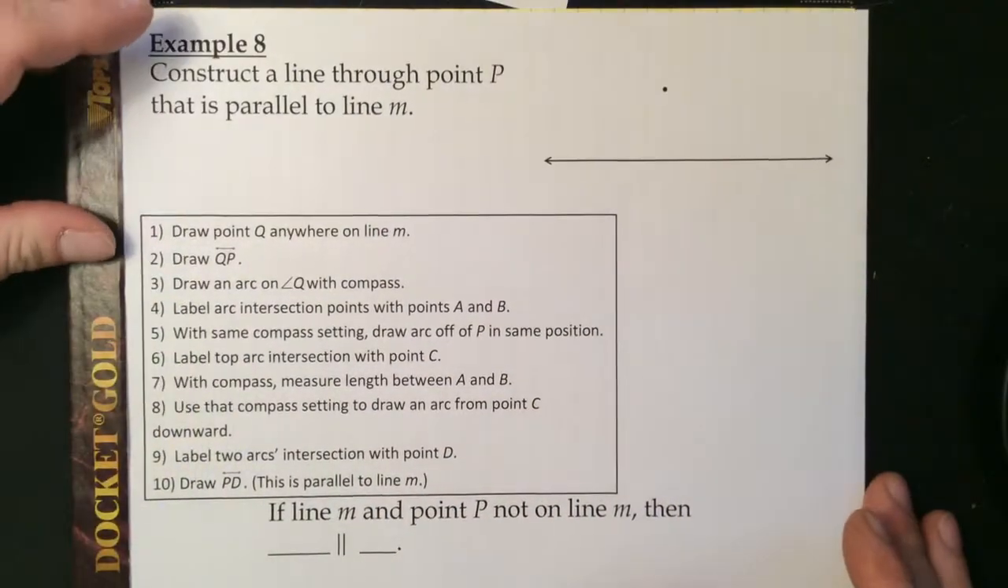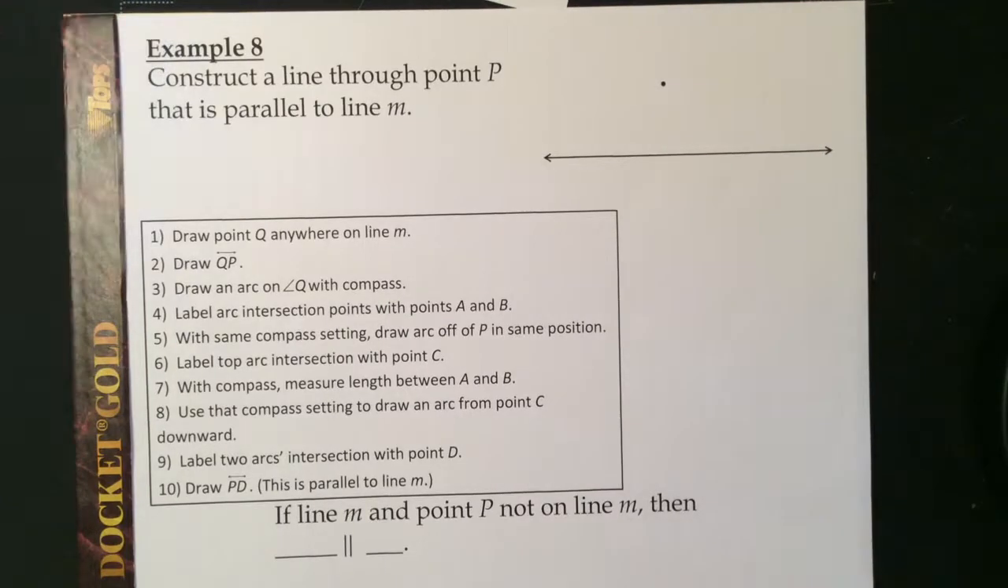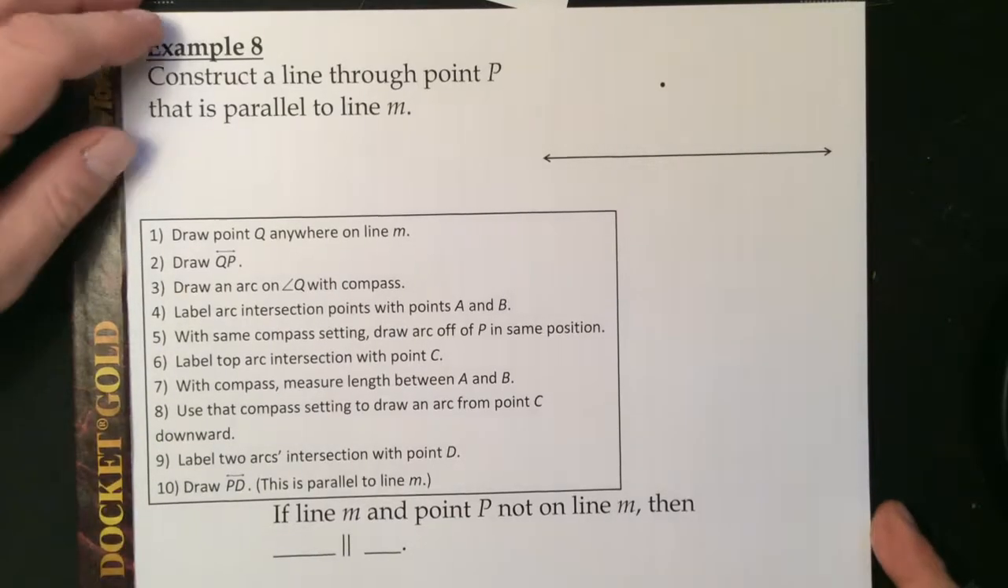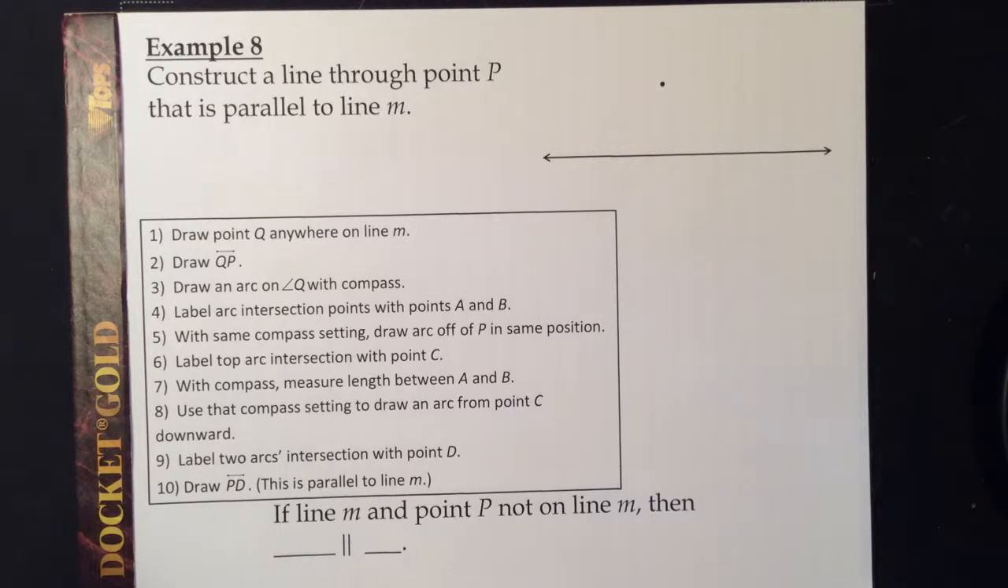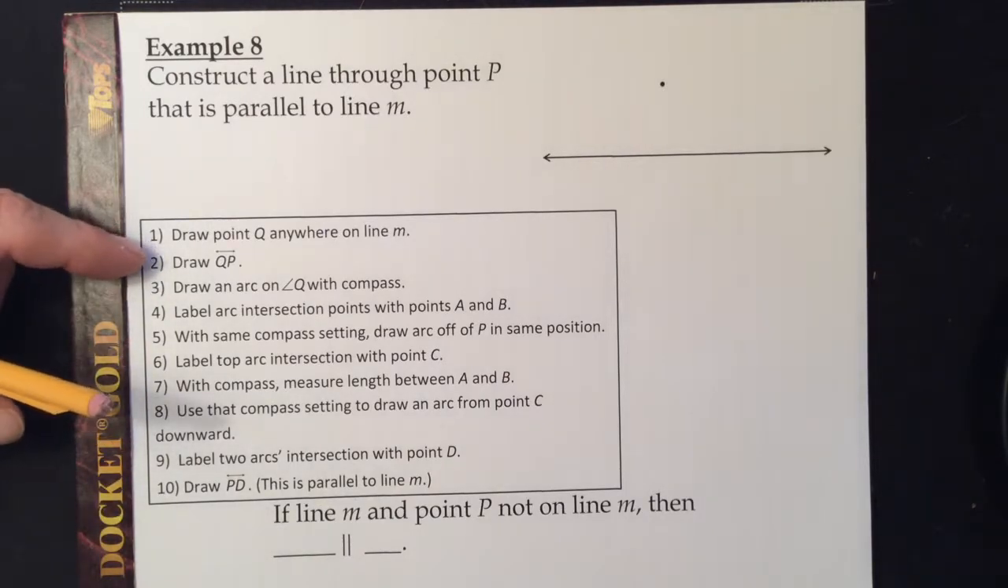Finally, example 8 is a construction. It's been a while since we've done constructions. We're going to follow these directions. So I'm going to show you how to construct parallel lines, just given one line and a point not on the line. So, construct a line through point P that is parallel to line M.